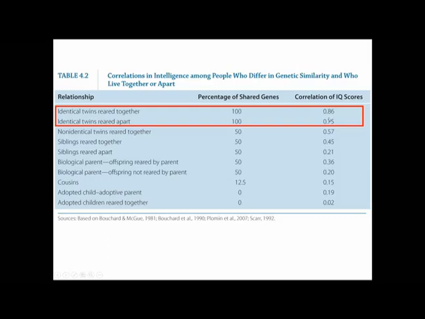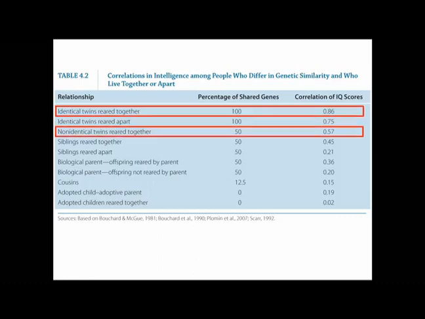And we can see here that, as we would logically expect, identical twins reared together are more similar or have a higher correlation of their IQ scores than identical twins reared apart. So that makes sense. That checks out with how we're thinking about this idea.